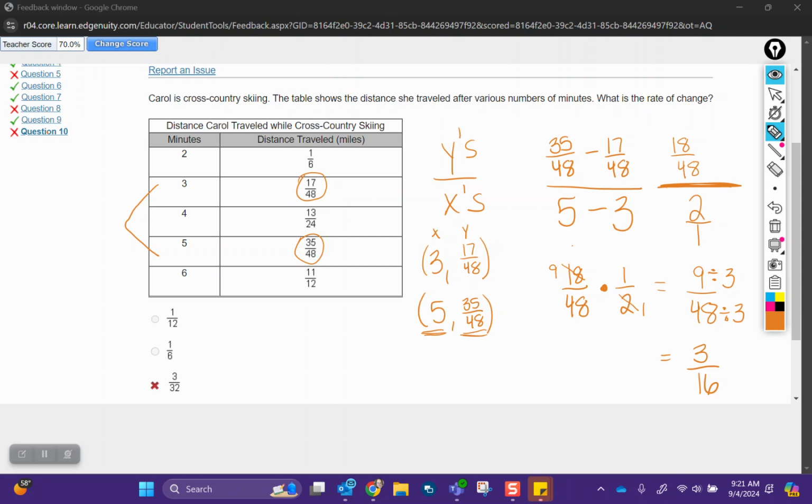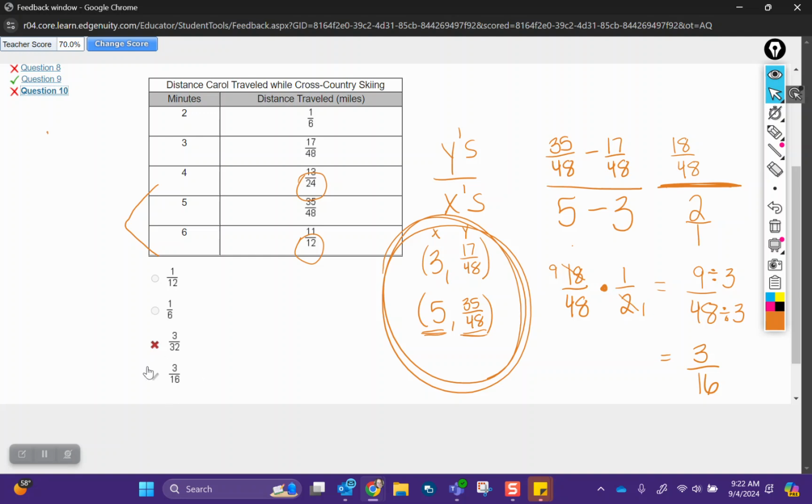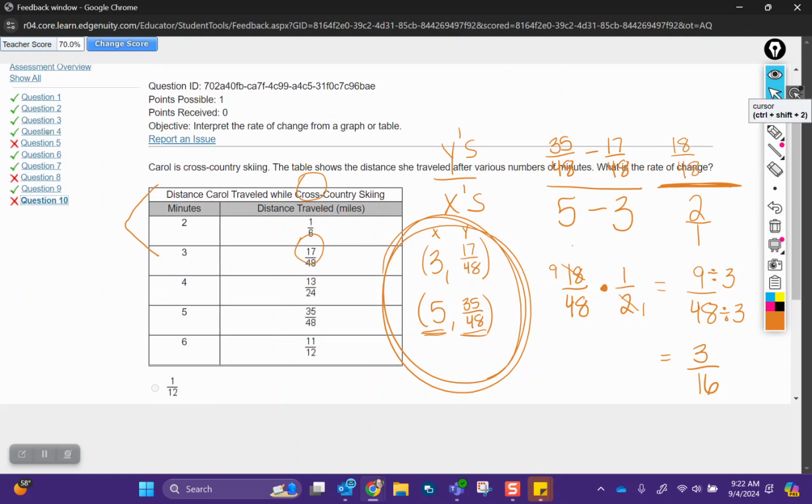Okay, and it wouldn't matter which pairs we pick, because we're asked to calculate rate of change, so we would anticipate this being linear. Any set of ordered pairs from this table should give you 3/16. I just happened to pick these two. Again, I was trying to make my life a little bit easier in that numerator. I'm going to switch to the pen and scroll down a little bit so you can see that the correct answer is 3/16. I hope this helps.